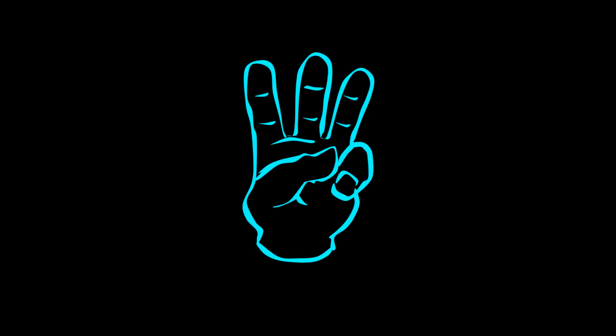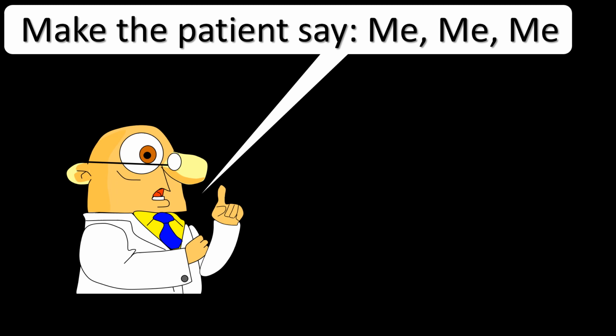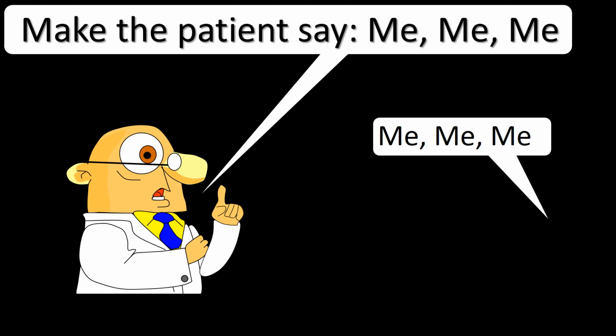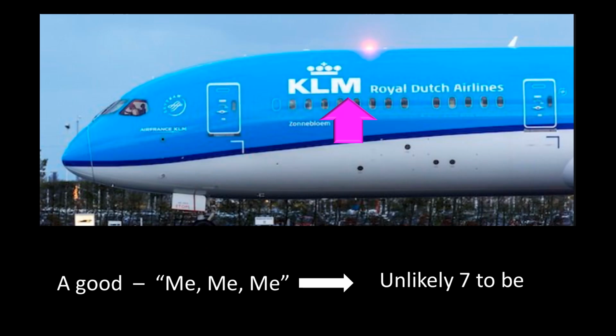The third thing we make them do is to say "me, me," which a normal patient should say clearly. A good "me" makes a seventh nerve deficit unlikely. Notice the arrow in the M.